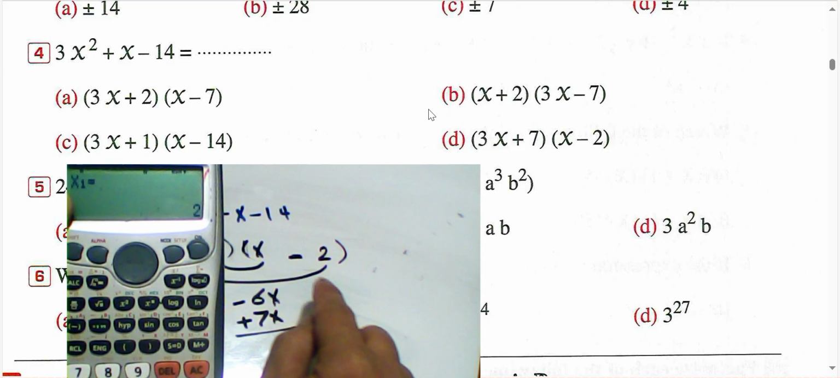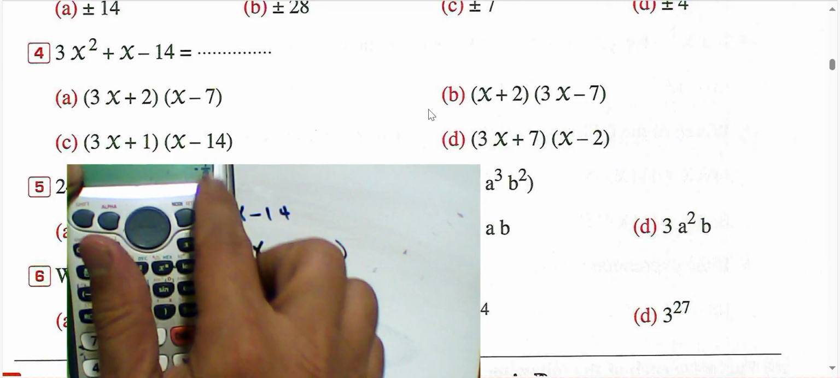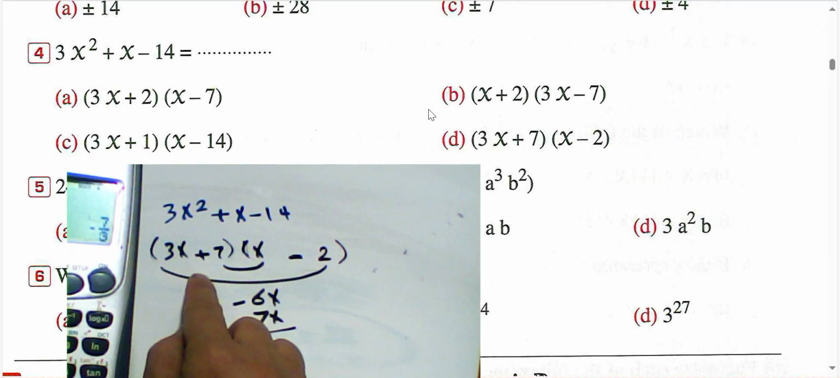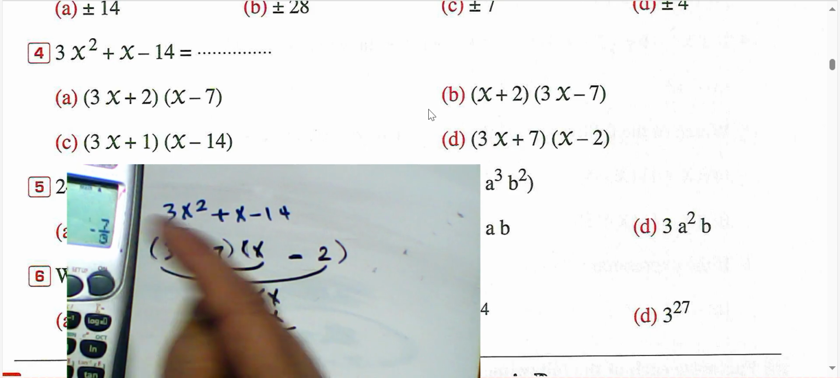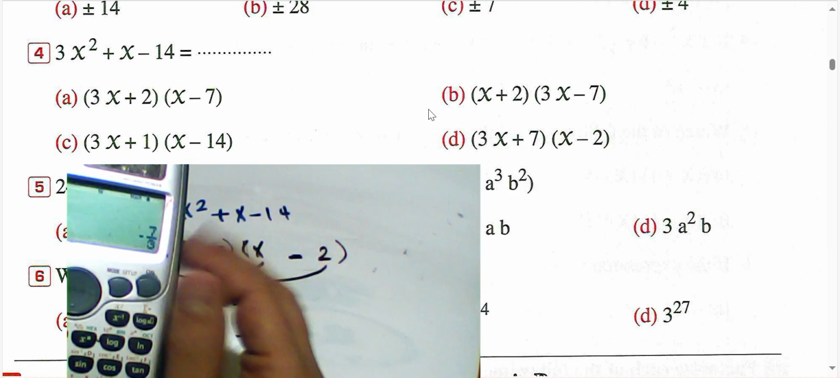You must write 2 here as negative. Change the sign: positive will be negative. And the fraction here, negative 7 over 3. Write 3 behind x. And negative 7 will be positive 7. Okay, you can use the calculator to help you find the answer in 1 minute.